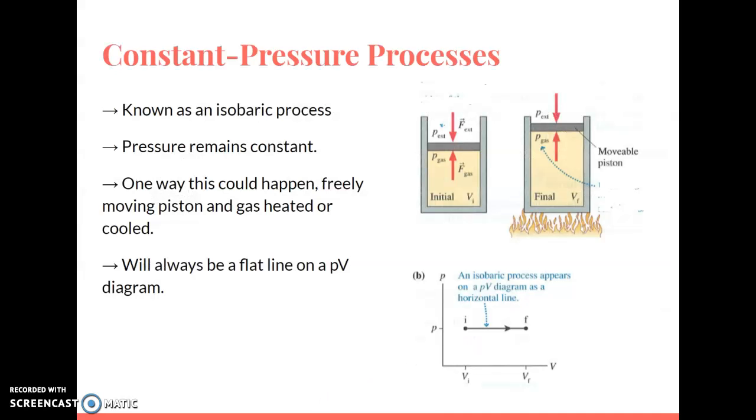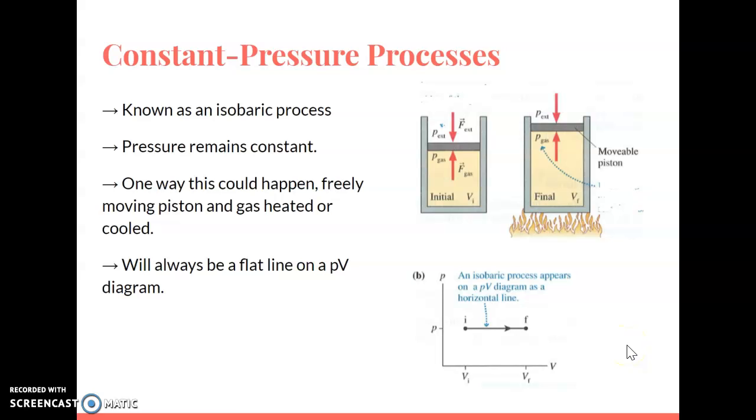We can also have processes be constant pressure. This is known as isobaric. Just think, barometers measure pressure, so isobaric is constant pressure. In this type of process, the pressure is going to remain constant. So if we're looking at a PV diagram, that means this process is represented by a horizontal line, since pressure is constant.